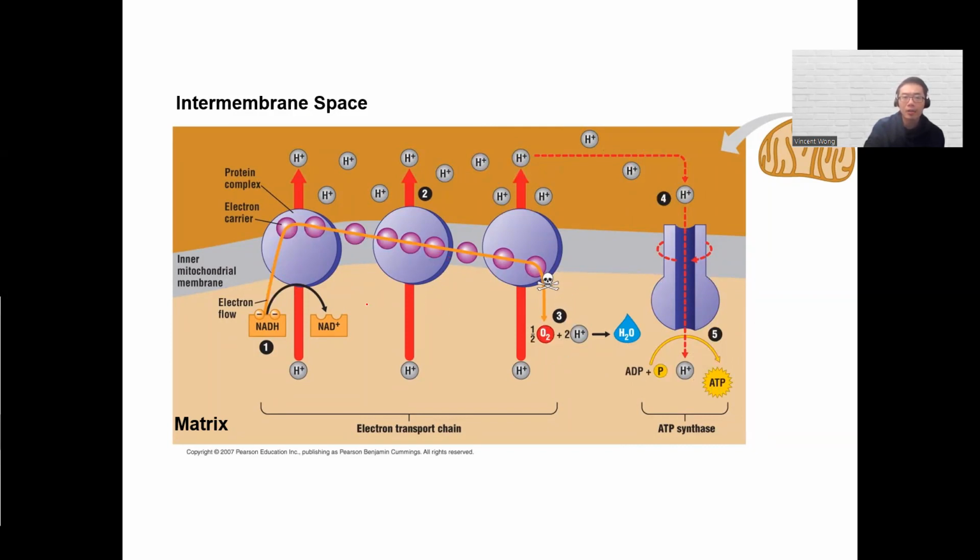What's missing in this diagram is FADH2. FADH2 will become FAD, right? And it will deposit the electron at a lower point. And because of that, it's not going to be able to pump as many H plus, and therefore it generates less ATP.